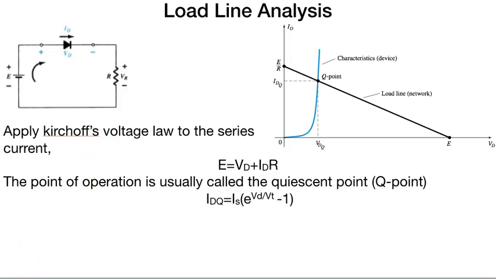Now moving on to the load analysis of the diode. If you apply Kirchhoff's law to this circuit, you will see that the external voltage is equal to Vd plus Id into R. The quiescent point is that point at which you will find the biasing point to be the most stable, which is dependent on the diode voltage and diode current. Remember these two equations; we have already talked about them.